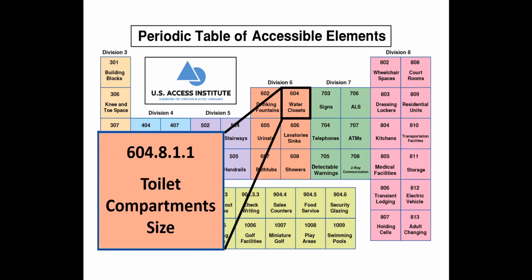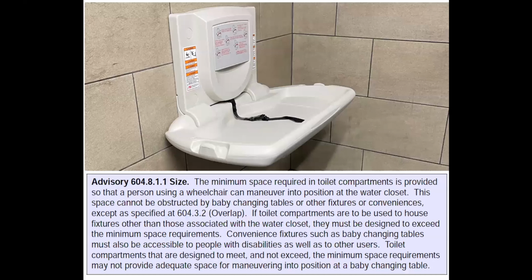But where we really want to start is in the advisory for section 604.8.1.1. And it reads, the minimum space required in toilet compartments is provided so that a person using a wheelchair can maneuver into position at the water closet. This space cannot be obstructed by baby changing tables or other fixtures or conveniences, except as specified in 604.3.2, which is the overlap of spaces.